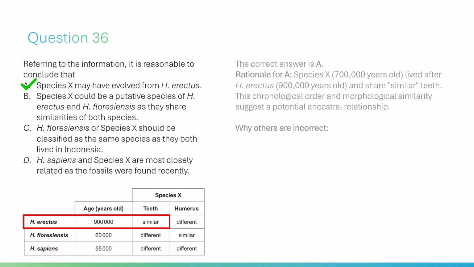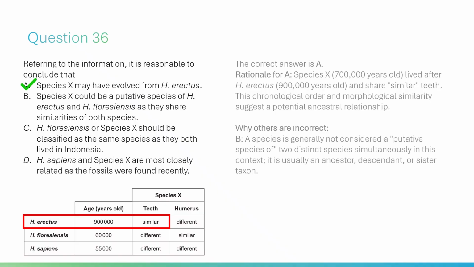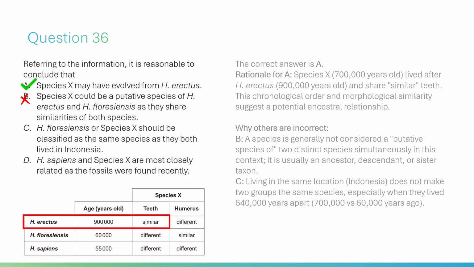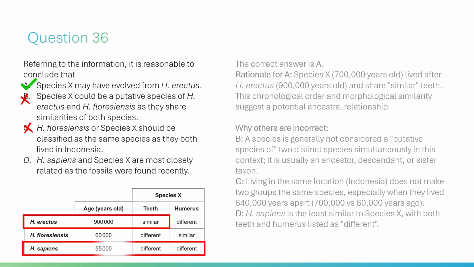Why are the others incorrect? B. A species is generally not considered a putative descendant of two distinct species simultaneously in this context. It is usually an ancestor, descendant, or sister taxon. C. Living in the same location, Indonesia, does not make two groups the same species, especially when they lived 640,000 years apart, 700,000 versus 60,000 years ago. D. H. sapiens is the least similar to species X, with both teeth and humerus listed as different.